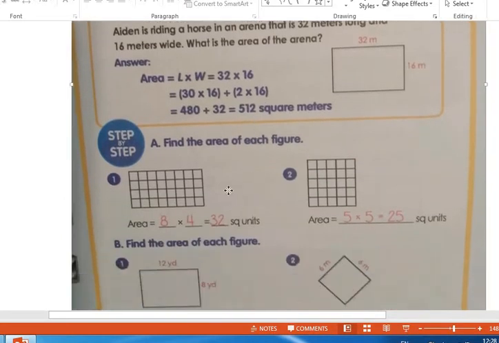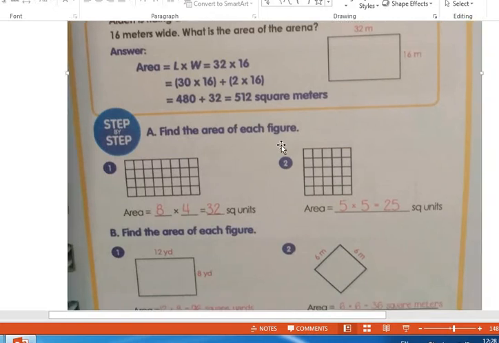Find the area of each figure. I have this figure and I want to know the area. The area equals length times width. I don't have numbers here, so I have to count: 1, 2, 3, 4, 5, 6, 7, 8. 8 times 4 equals 32.